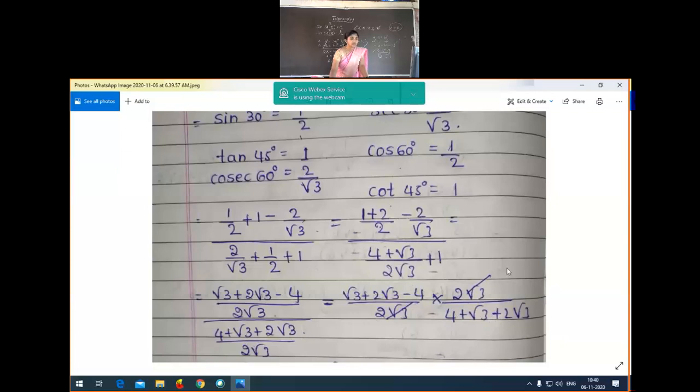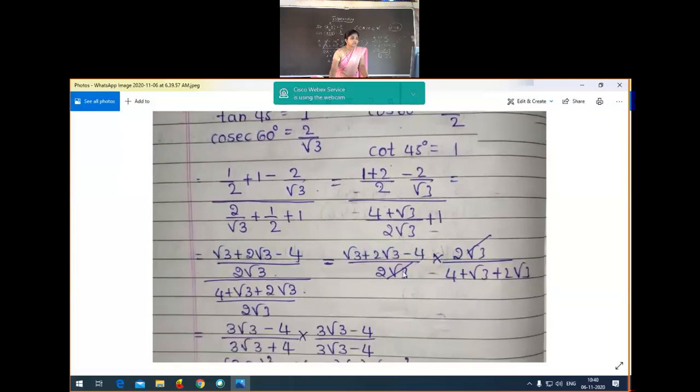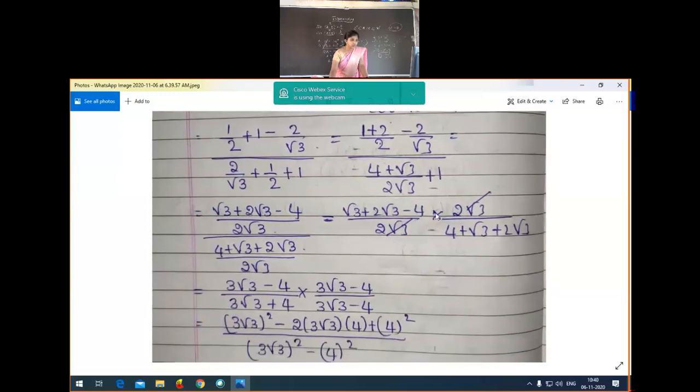Here we can observe the cross multiplication, that is, 2 root 3 and 2 root 3 get cancelled. After cancelling 2 root 3, 2 root 3, we can observe that 2 root 3 plus root 3 are like terms. 3 root 3 minus 4 divided by, here also the same thing, 2 root 3 plus root 3, 3 root 3 plus 4.